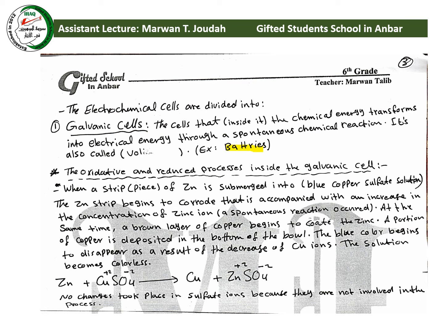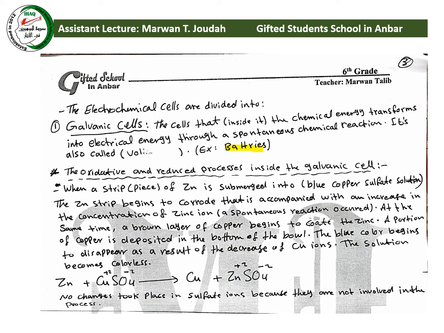The blue color begins to disappear as a result of the decrease of copper ions. So the disappearance of the blue color means that there is a decrease in the copper ions. Eventually the color turns colorless, so there will be no color, and the reaction is complete.